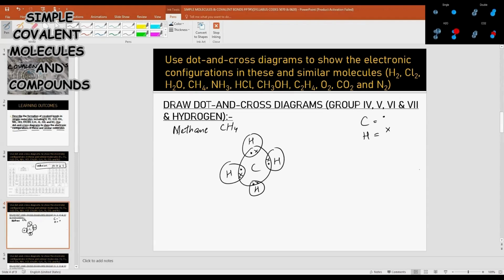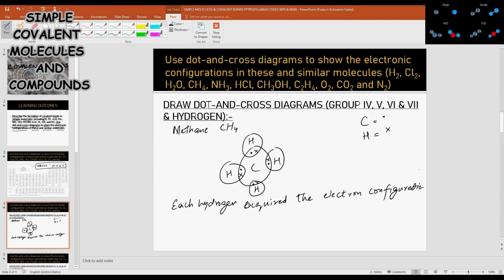If you count the number of electrons for carbon, it will be 8: 1, 2, 3, 4, 5, 6, 7, 8. But for each hydrogen atom, it will be 2: 1, 2 for this hydrogen, 1, 2 for this one, 1, 2 for this one, 1, 2 for this one. So it means each hydrogen acquired the electron configuration of helium.